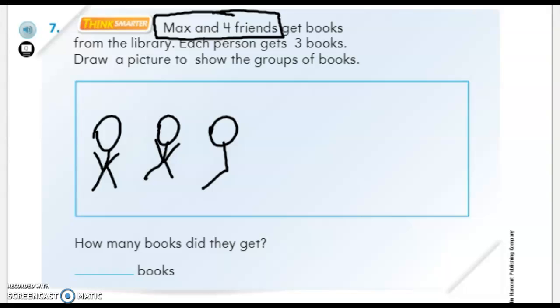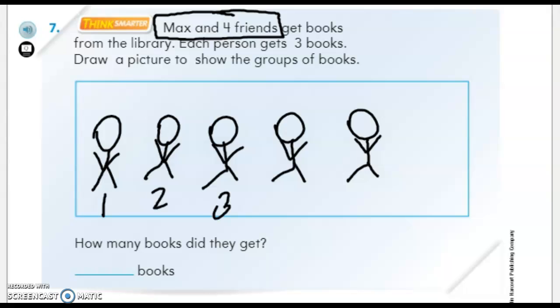1, 2, 3, 4. So how many people is that all together? That is 5 people, Max and his 4 friends. They go get books from the library. Each person gets 3 books. Draw a picture to show the groups of books.